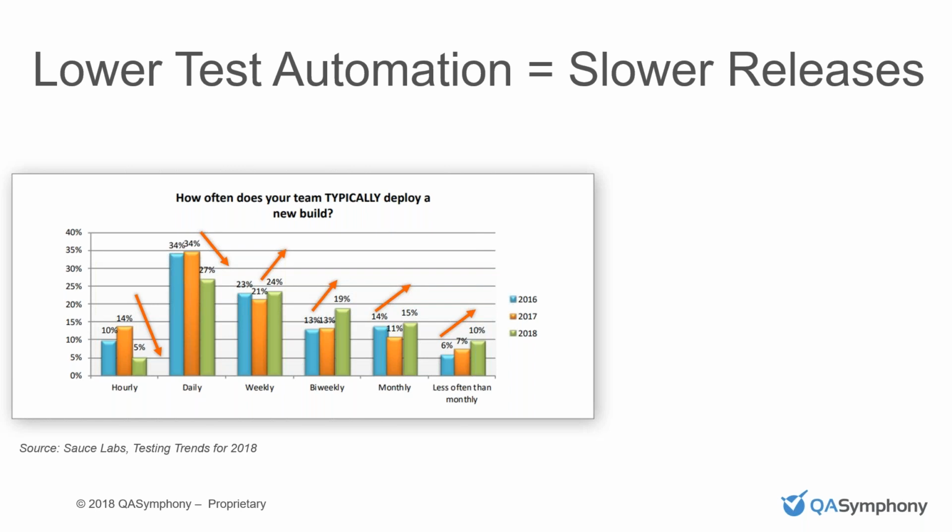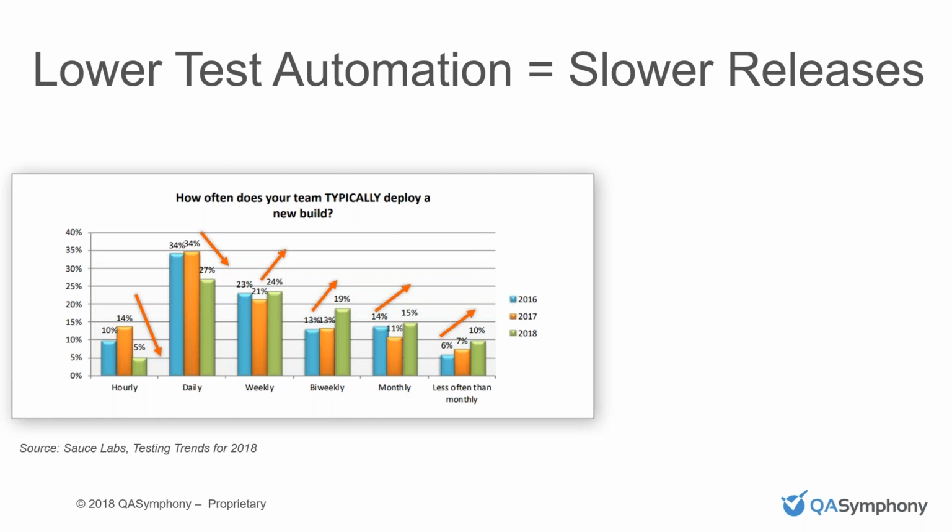But in 2018, you see this drop. You see this drop in people going, you know what? We're not deploying as much as we want to hourly. We're not deploying as much as we want to daily. We're actually increasing the time it takes to get to a production deployment. So now we're seeing more weekly, bi-weekly, monthly, even less often than monthly releases in this trend.